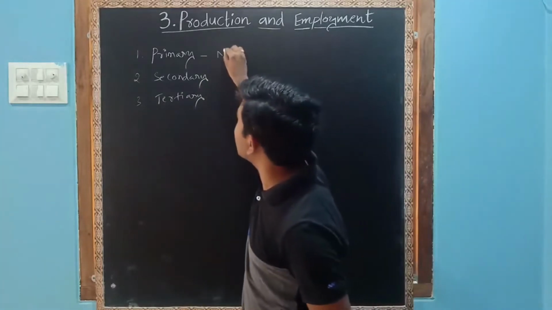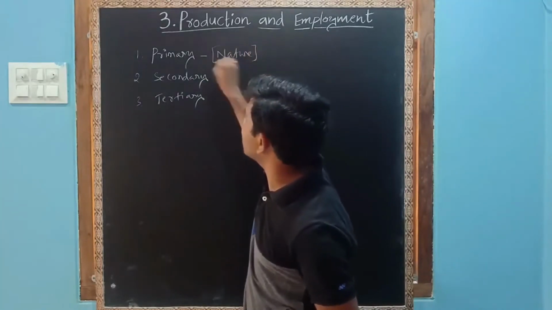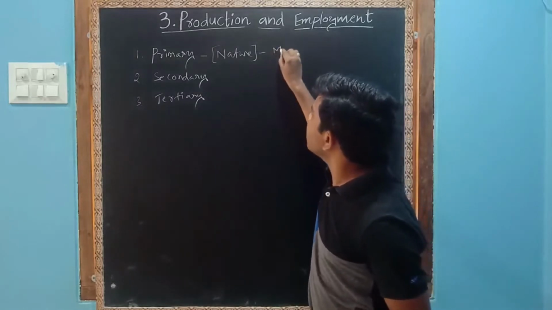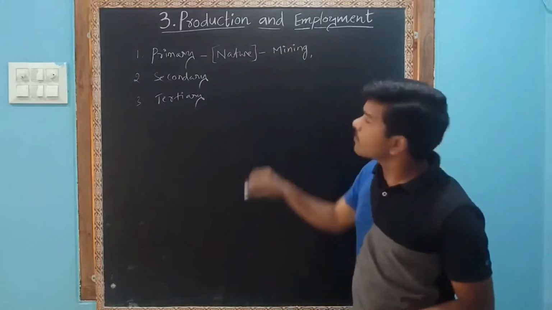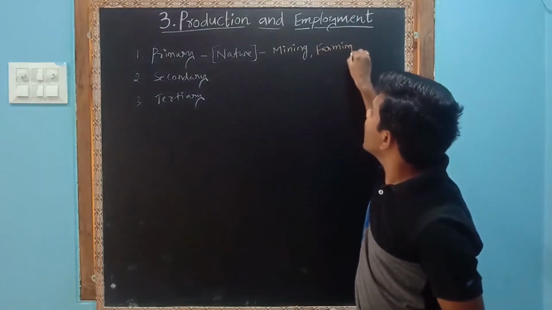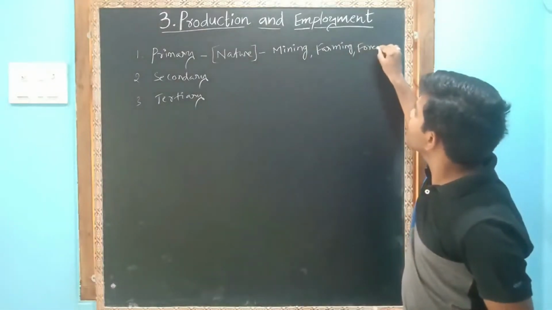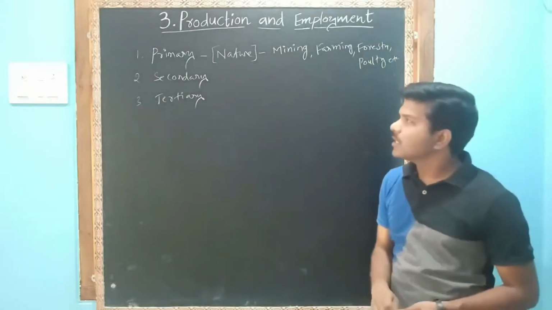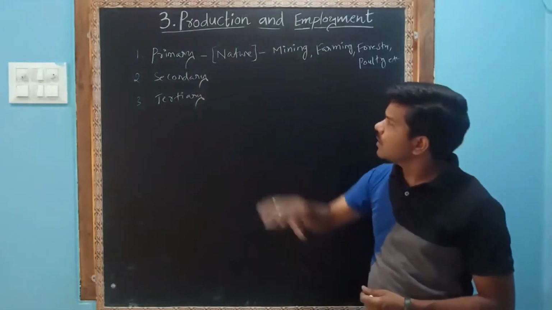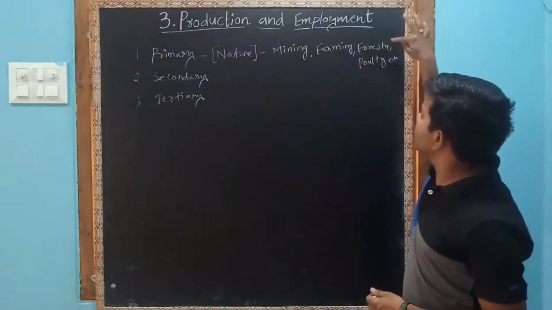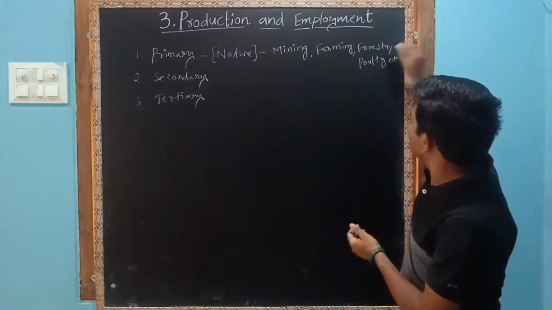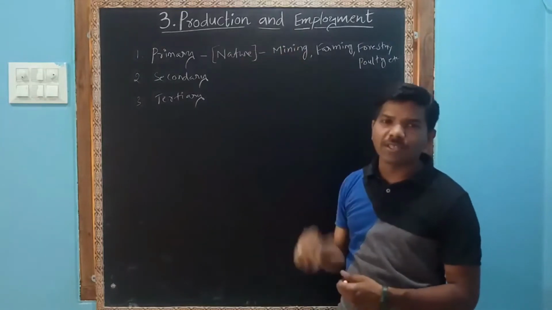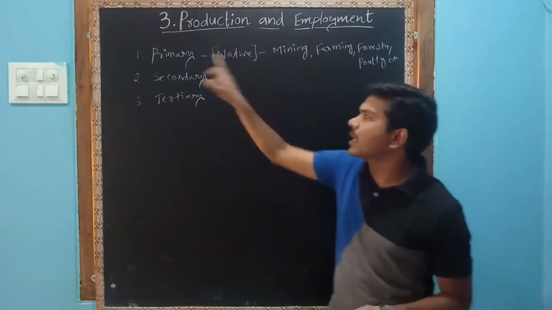Primary sector. What is the primary sector? It depends upon nature. So what things come under the primary sector? Mining, farming in agriculture, forestry, poultry, etc. I repeat, the primary sector completely depends upon nature. Mining, farming, forestry, poultry: these are part of the primary sector. These depend upon nature.